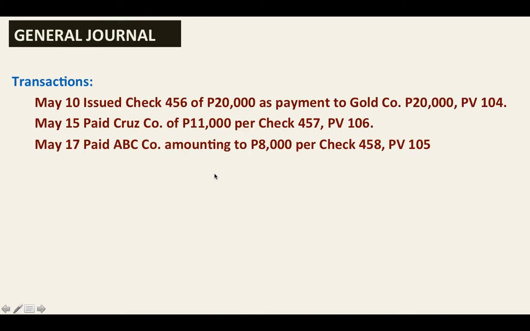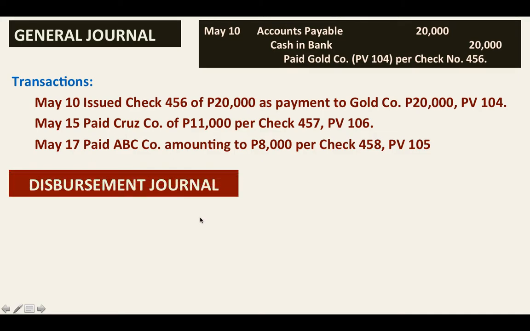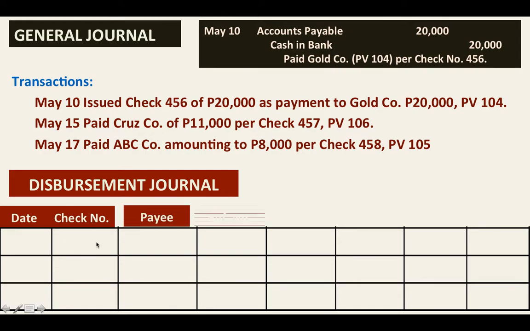And kung gagamitin natin ang disbursement journal instead of general journal, sa general journal natin, ganito naging entry natin. But if we are going to use the disbursement journal, again, the disbursement journal is in a columnar book, like a columnar presentation. We have the date, we have the check number. Kung ano yung basis of recording mo, then that will be the second information that you have to put after the date. Okay? The check number, the payee is sino yung binayaran mo, the reference number, and the debit.